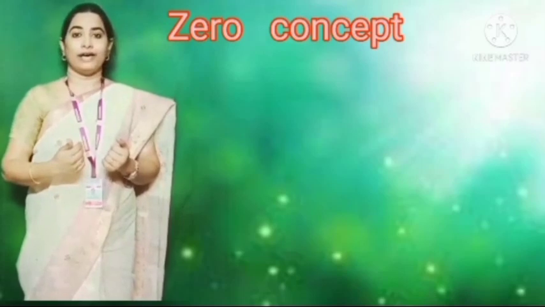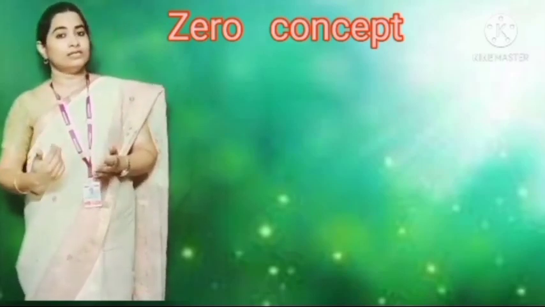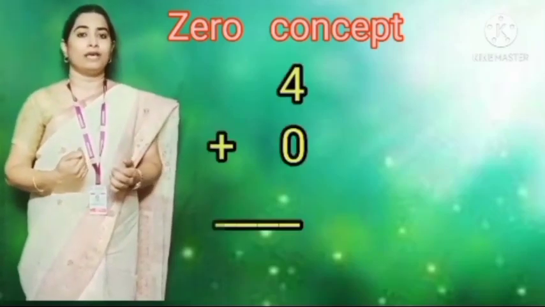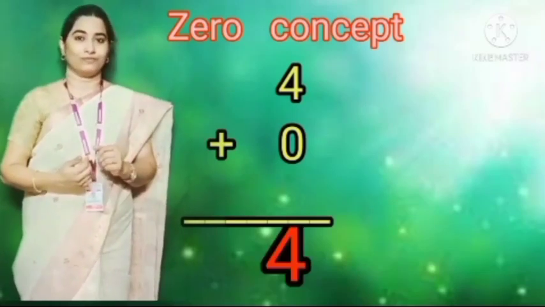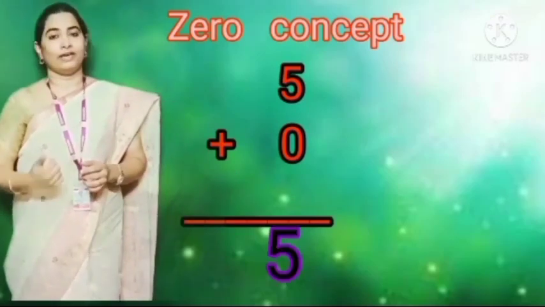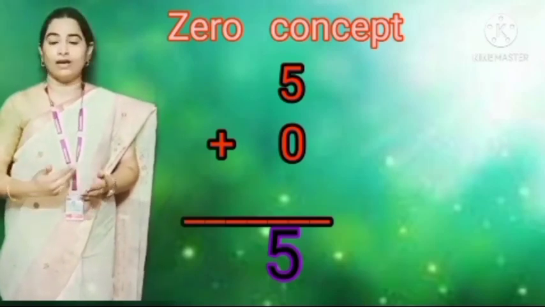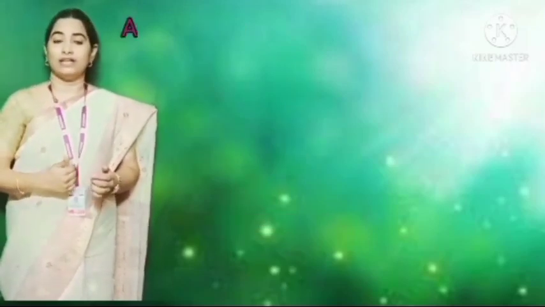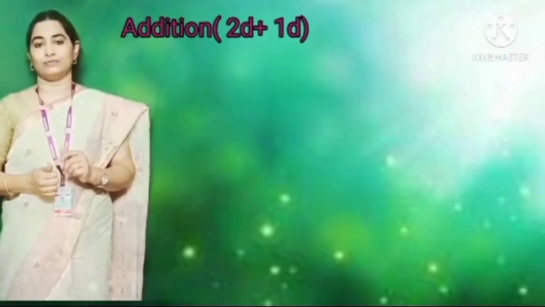And now 0 concept. Children, if we add 0 to any number, we will get the same number. For example, 4 plus 0. What is the answer? 4. 5 plus 0. 5. So when we add with 0, we will get the same number. Now next is addition. That is 2 digit with 1 digit.